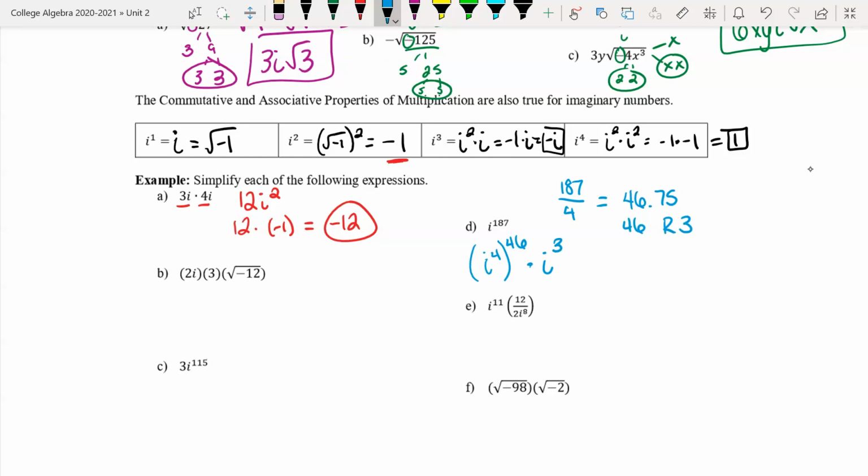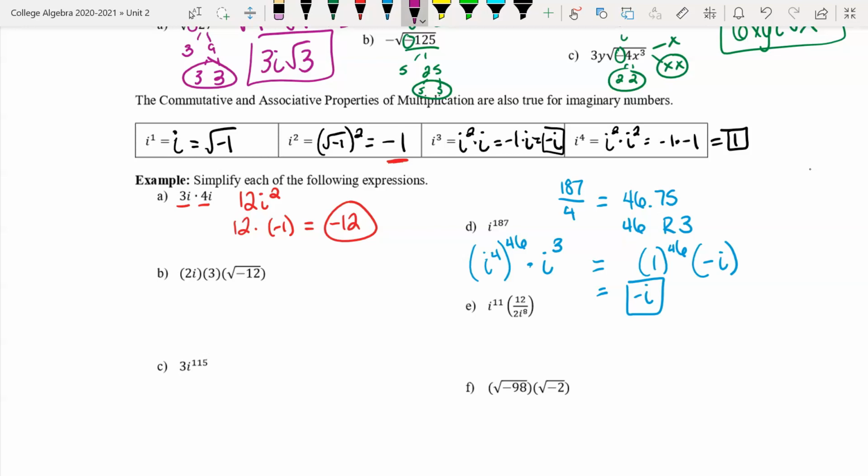So let's just sub in what we know. i to the fourth is 1 to the 46th power, and i cubed is negative i. So lastly, 1 to the 46 is going to be 1. 1 times negative i is just negative i. So that's how you break down something when they give you a really big exponent. You divide it by 4, and then you figure out what your remainder is, and you go from there.